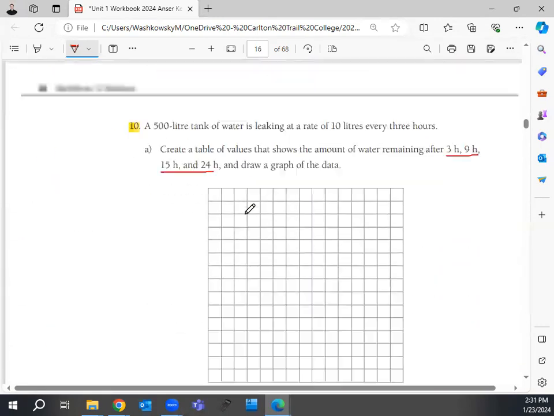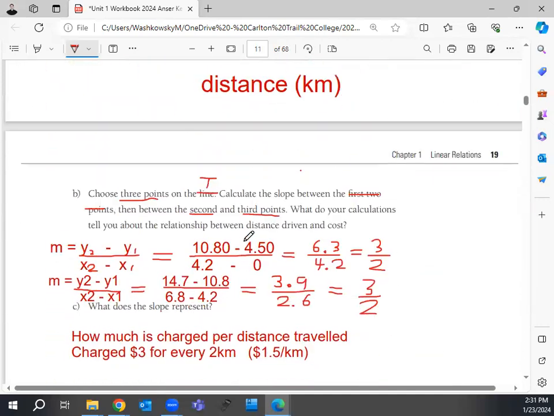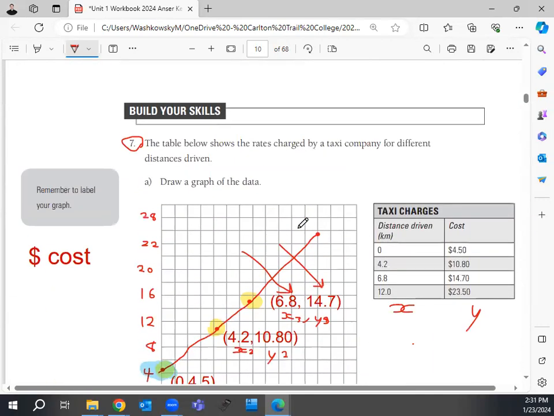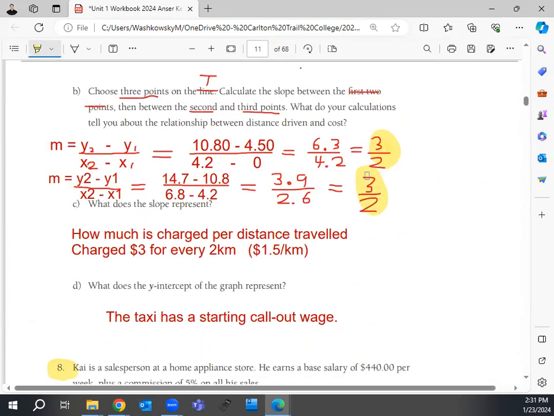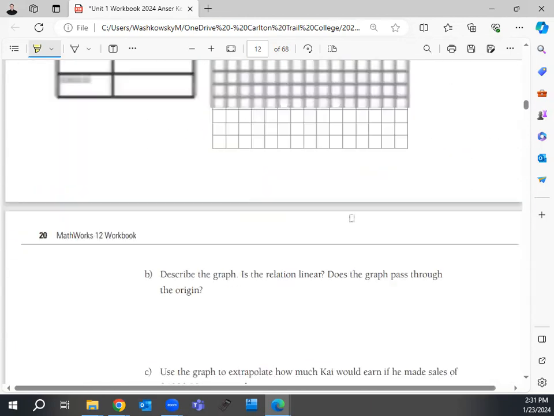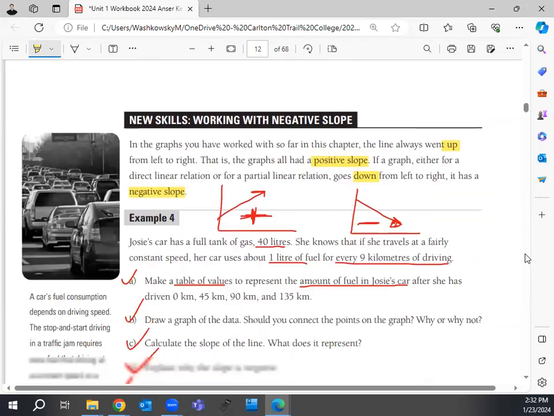I'm going to scroll up just a little bit to one of our earlier questions that we did today, which was this one here. This question where we looked at the taxi company rates. We proved that this was a linear graph because we found the slope and verified that it maintains the same slope. It goes up at the same rate at all points in this graph. What we did was look at 3 points and calculate 2 slopes using different points in the graph. If they're the same, it's linear. If it's different, it's non-linear, or we messed something up.